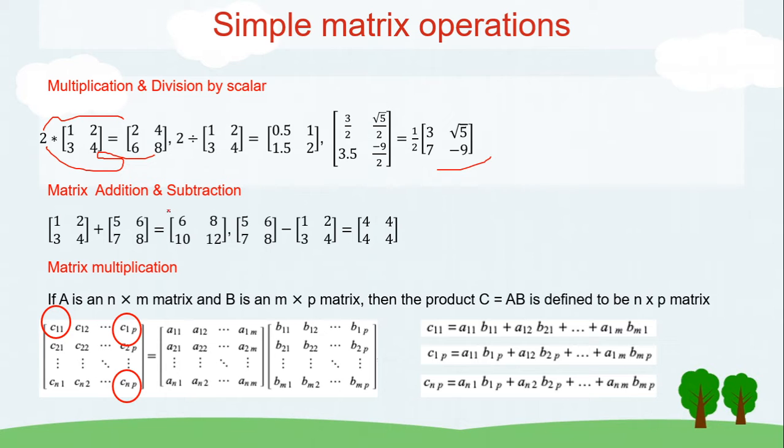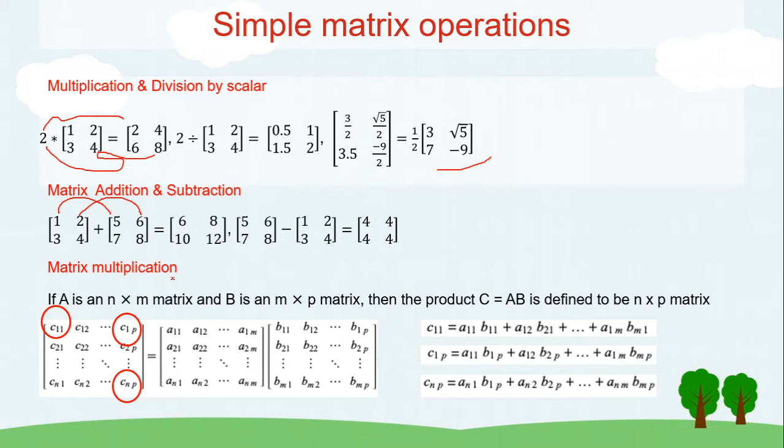Matrix addition and subtraction are also possible. The only condition is that the number of columns and the number of rows should be equal when you want to add. So they should have the same number of rows and columns. And addition is done by adding the corresponding elements. Like 1 plus 5 is 6, 2 plus 6 is 8, like that you have to do. So once you do addition, you can also do subtraction.